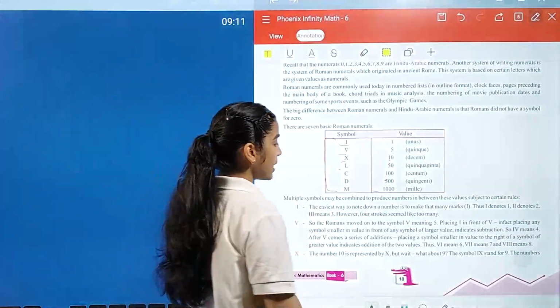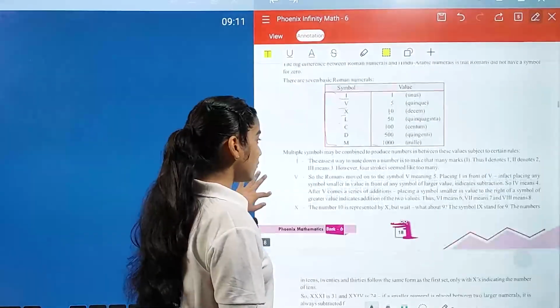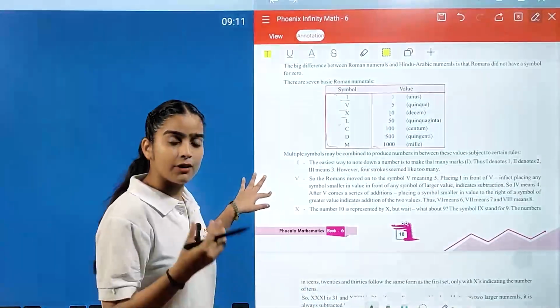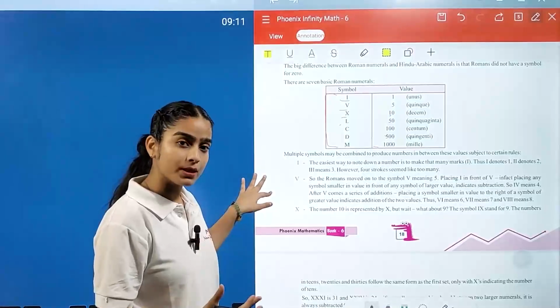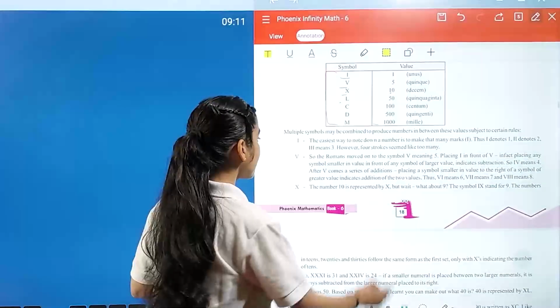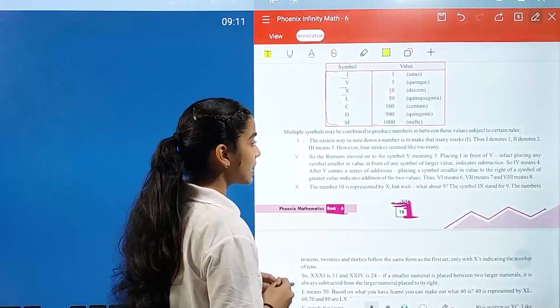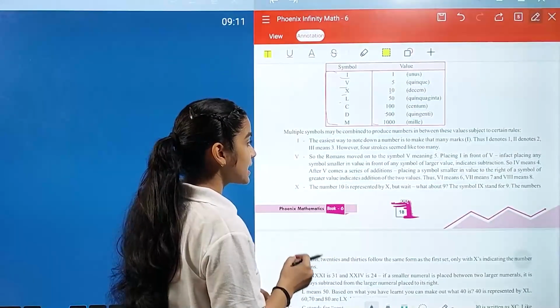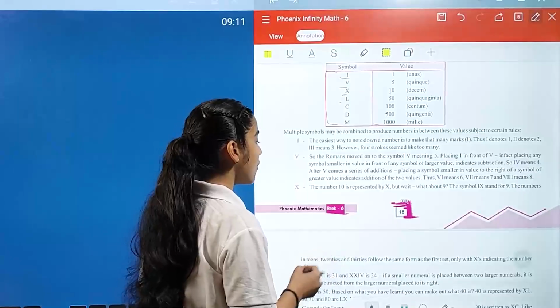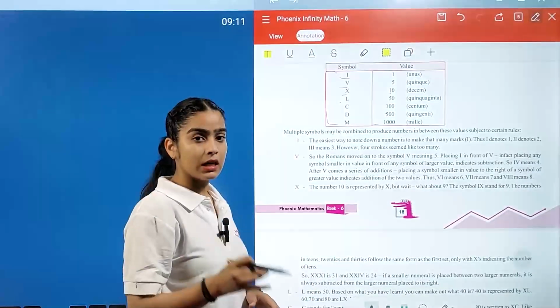Multiple symbols can be combined to produce numbers in between these values, subject to certain rules. While we change our numbers into Roman numbers, we have to follow these rules. So let's learn this. The easiest way to note down a number is to make that many marks I. This I denotes 1, the second denotes 2, the third denotes 3. However, 4 strokes seem like too many.